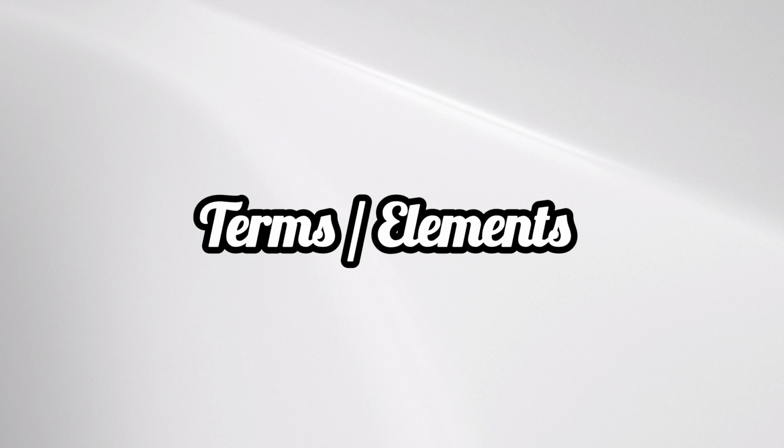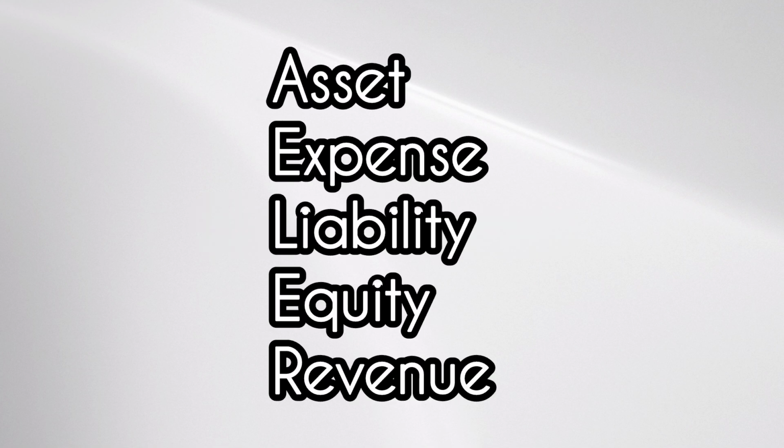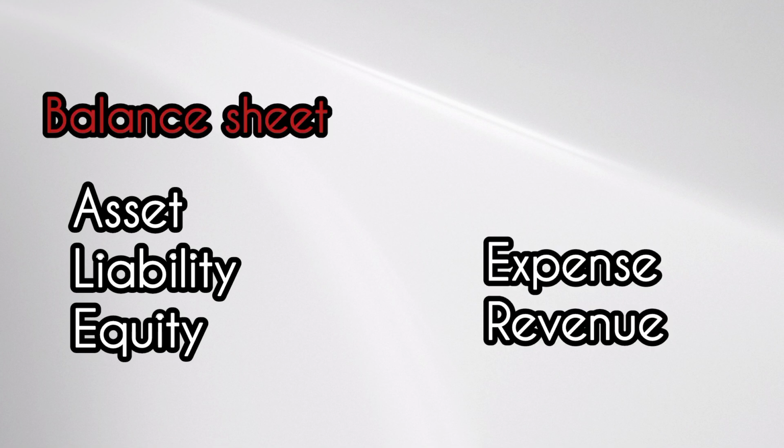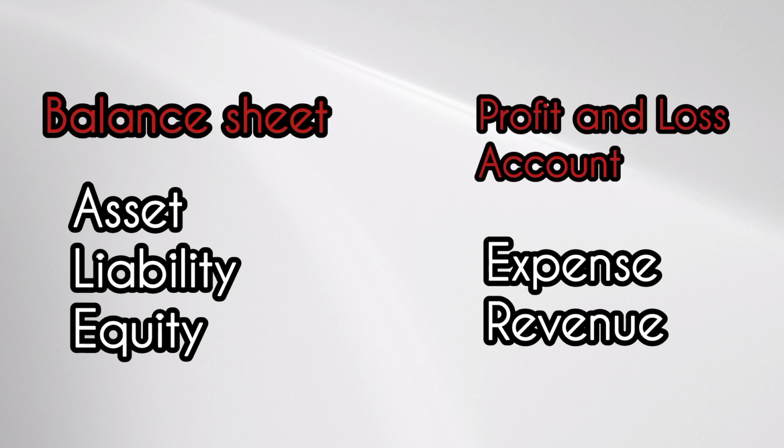Today we'll be discussing the main 5 elements of financial statement. So the 5 terms are asset, expense, liability, equity and revenue. Before going to these terms in detail, I just want to make you clear that these are called the elements of financial statement because these terms or these items will be seen in the financial statements. Okay, so just understand that asset, liability and equity will be shown in the balance sheet, and expense and revenue will be shown in the profit and loss account. Okay, we'll go for the meaning and in-depth details of these terms.